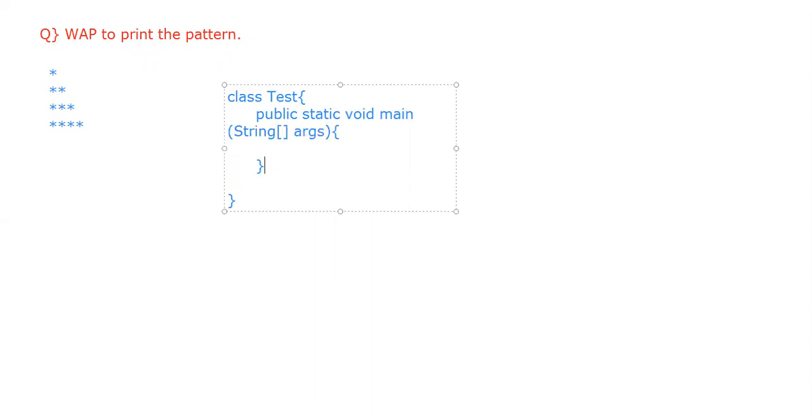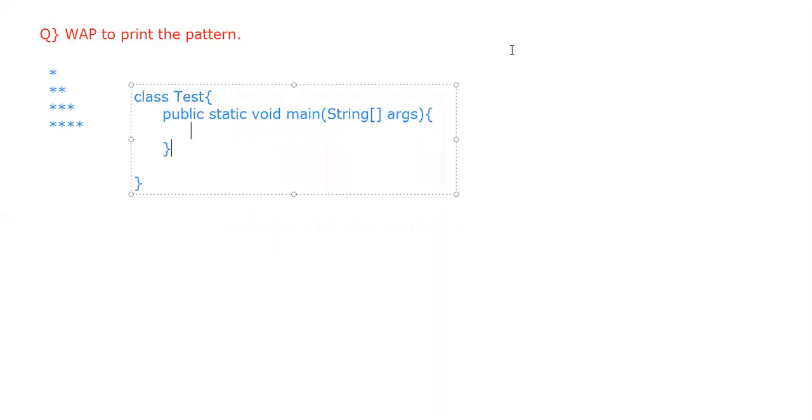Okay, so it is a program where we have to print this triangular pattern. The program is very simple. What we have to do, just make the class. We will have a class called test. Inside the class, we will have public static void main. Is it okay? I guess the answer is yes.